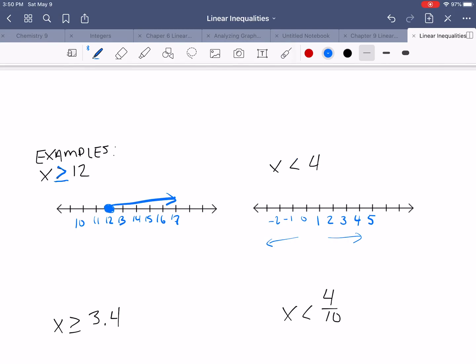So this is x is less than 4. So I go to my 4. I'm going to put a circle around it. I notice there's no equal sign, so I do not color it in. I look at the direction that the arrow's pointing. I go ahead and add that to my graph, and I'm finished.